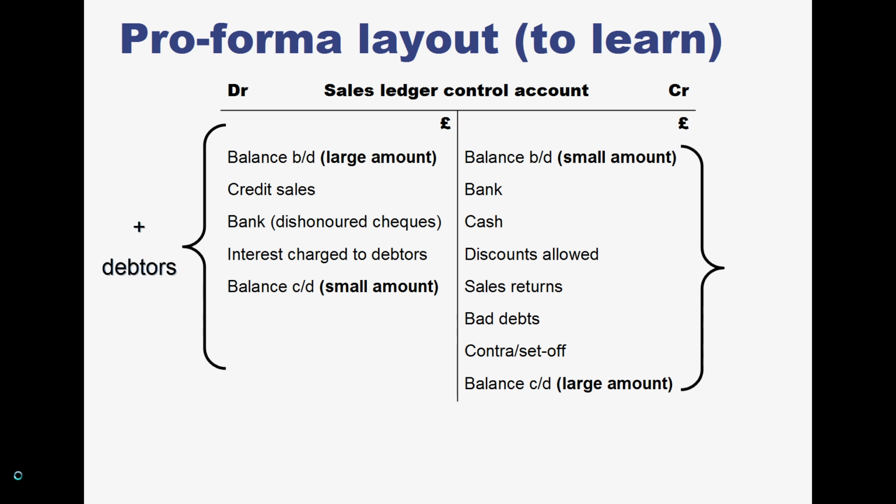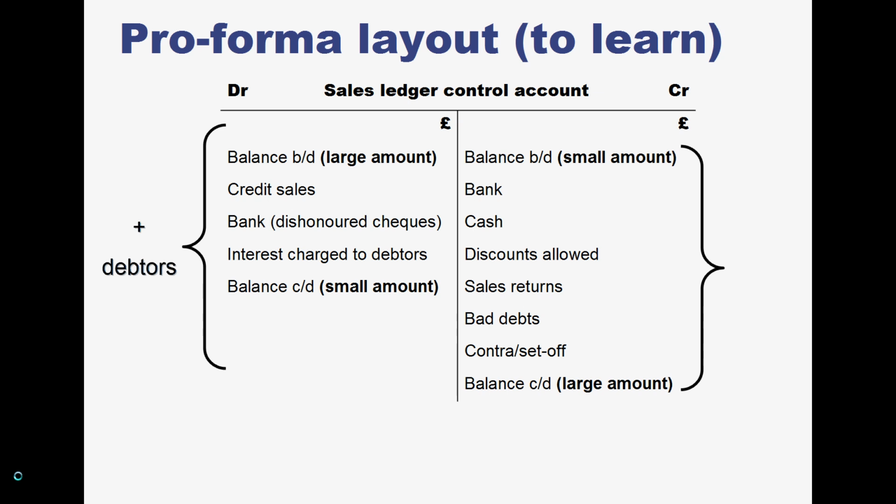Discounts allowed, just remind ourselves what that is in terms of the phrase. This is a cash discount, an example of a cash discount, a settlement discount, and it's offered to debtors as an incentive to pay early. So if we offer this to debtors, they usually accept it. Whenever they accept it, it's classed as discounts allowed. So that is in some way a reduction in how much debtors pay the business. So that is, as we've said, a decrease in debtors.